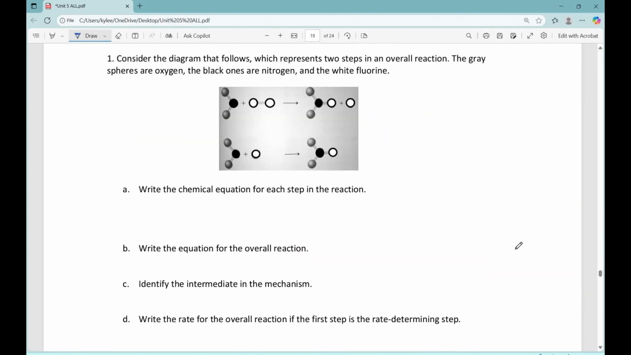So it says in this example, consider the diagram that follows, which represents two steps in an overall reaction. The gray spheres are oxygen, the black ones are nitrogen, and the white ones are fluorine. They want us to write the chemical equation for each step in the reaction. So if my gray spheres are oxygen, and the black ones are nitrogen, this would be NO2. And the white ones are fluorine, that's going to be plus F2. And that's going to create NO2F plus what's called a fluorine radical. So that is what is occurring in step number 1.